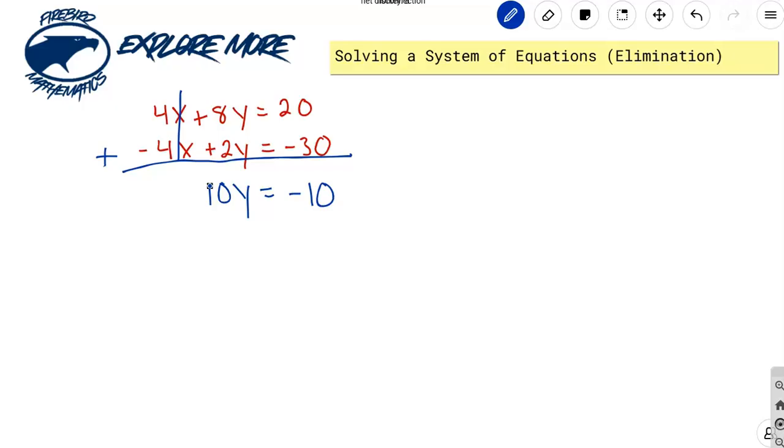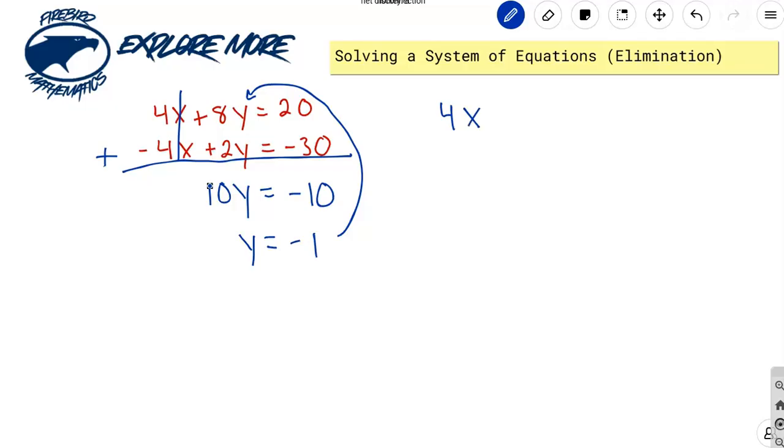But now we have this nice simple equation, 10y equals negative 10. If we divide both sides by 10, we get y equals negative 1. And then just like we did in the last video, if y is equal to negative 1, now we can take this negative 1 and plug it back into either of our equations. I'll just use the first one here.